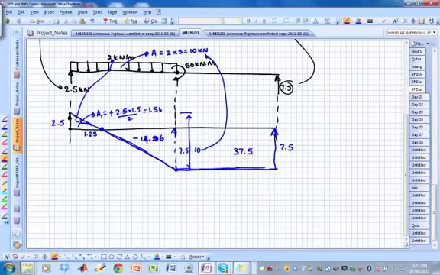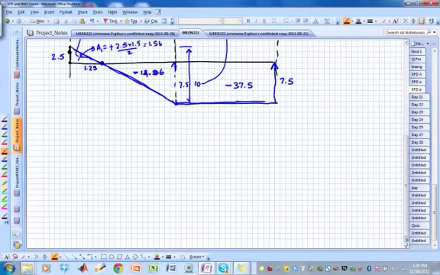So we need these areas, and I'm putting negative. Areas that are below the x-axis are negative. Areas that are above the x-axis are positive. So we'll use that information. So now we are ready to draw the bending moment diagram. So again, make yourself plenty of space.